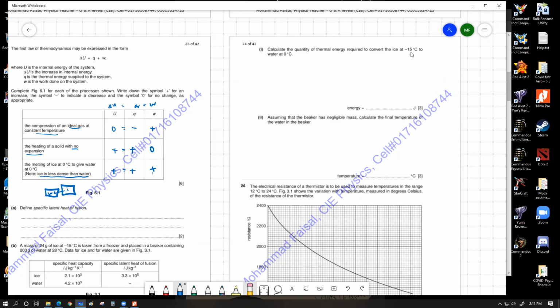So have a very good look at the temperature and also at the words for the state. Calculate the quantity of thermal energy required to convert the ice at minus 15 degrees Celsius to water at 0 degrees Celsius, which means we are trying to convert. First, we are going to increase the temperature of ice state from minus 15 to 0. Then we have to convert 0 degrees Celsius ice into 0 degrees Celsius water. So this is a two-step process.